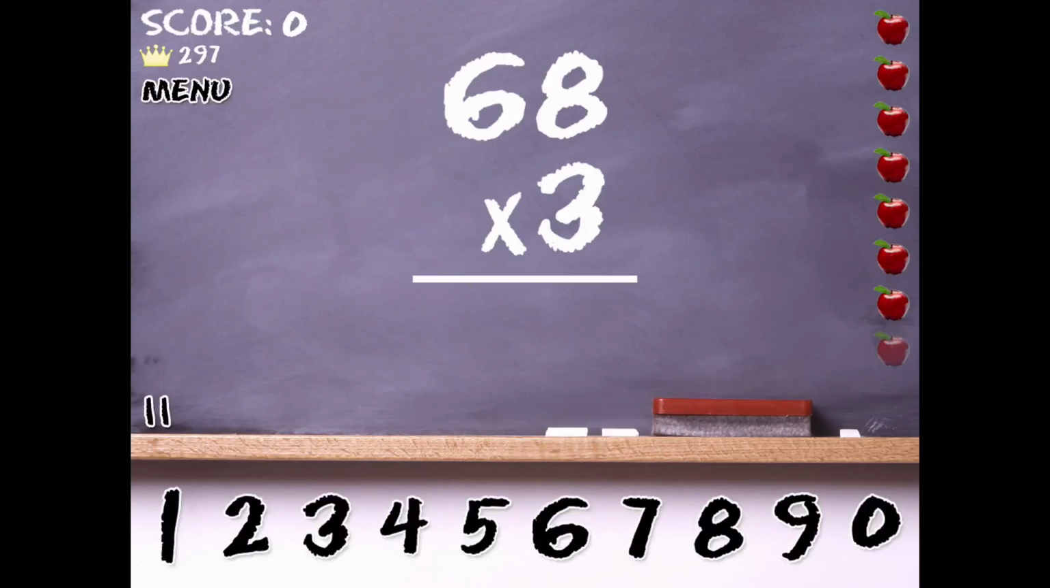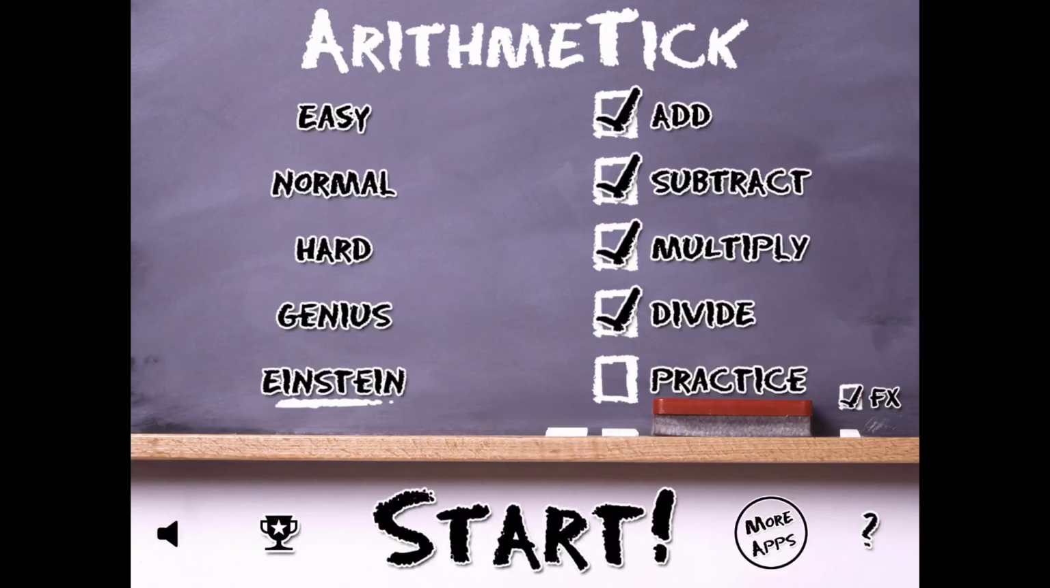And we will go here into the Einstein mode just to show you that it does give you pretty difficult problems here as well. And so this app can really be used not only for youngsters, but it can also be for a little bit older kids who are working on maybe long division or multiplying 2-digit numbers and stuff like that. And so this is a great app. Again, it's called Arithmetic, and it's trying to get those flashcards off of paper and get them digital.